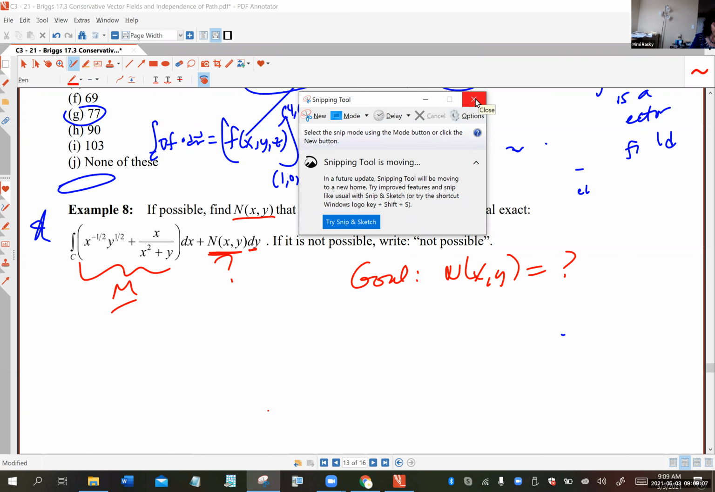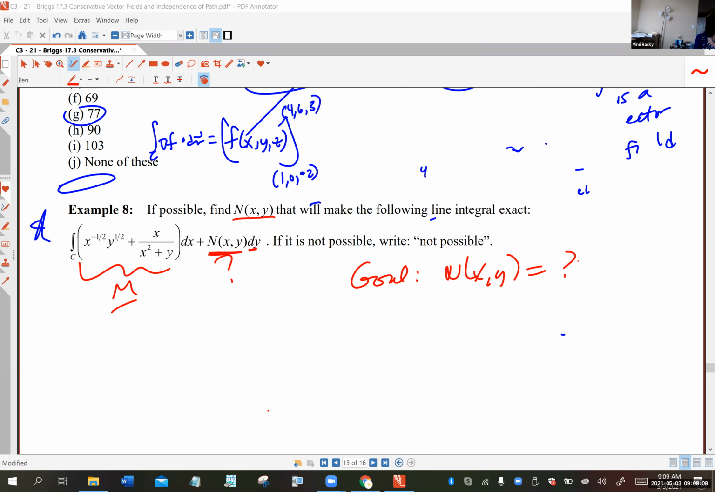Snip and sketch. Oh man, please don't take snipping tool away from me. That's the only way I function. I don't know if you guys like snipping tool, but I do.